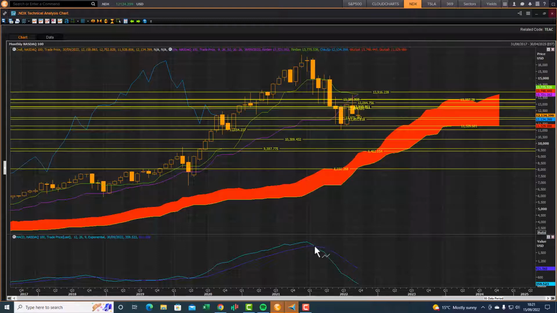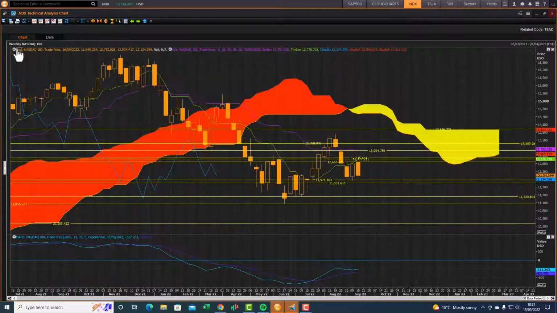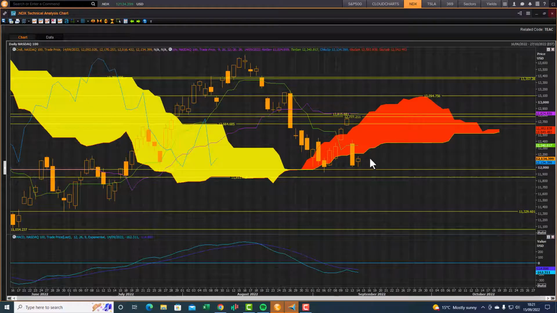But there was a beautiful MACD sell signal up here on the monthly as well. So all the long-term sell signals were there on the weekly. All the long-term sell signals were on there on the daily. And now we're doing short-term swing trades coming off these key support and resistance levels.